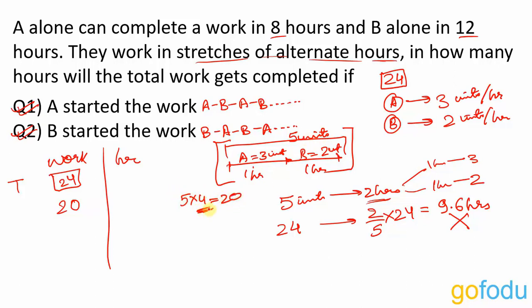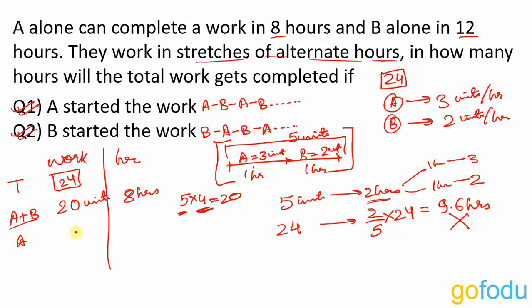There could be 4 sets of 5 units each, in which A will be going first, then B: AB, AB, AB and AB. So after 4 sets of AB, next A will come again. And time taken to finish these 4 sets would be 4 into 2, 8 hours. 20 units of work is finished now. When A went first and then B worked, then again A, then again B, like this 4 cycles have completed now. Remaining work is 4 units. Next is A's turn again.